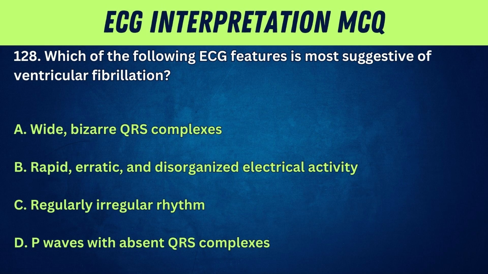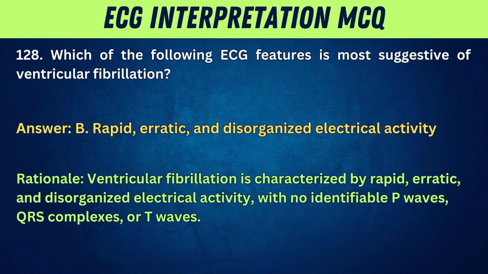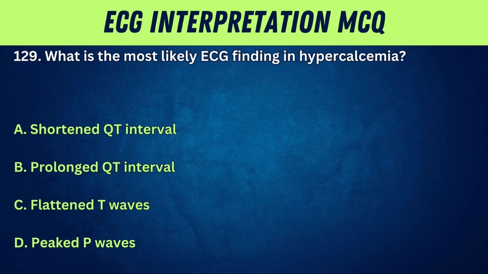128. Which of the following ECG features is most suggestive of ventricular fibrillation? A. Wide, bizarre QRS complexes. B. Rapid, erratic, and disorganized electrical activity. C. Regularly irregular rhythm. D. P waves with absent QRS complexes. Answer: B. Rapid, erratic, and disorganized electrical activity. Rationale: Ventricular fibrillation is characterized by rapid, erratic, and disorganized electrical activity with no identifiable P waves, QRS complexes, or T waves.